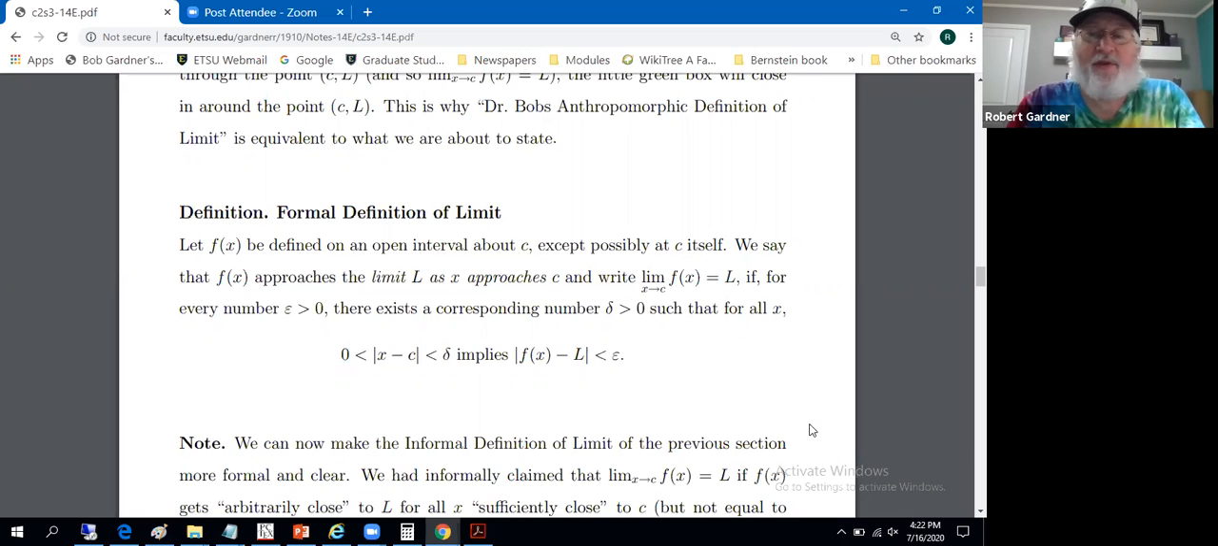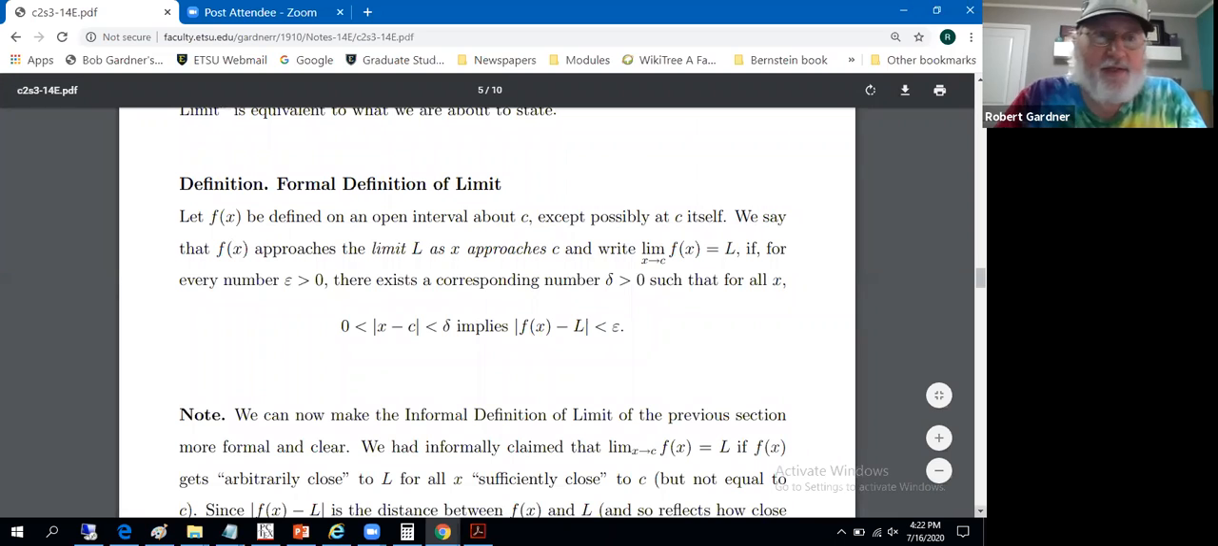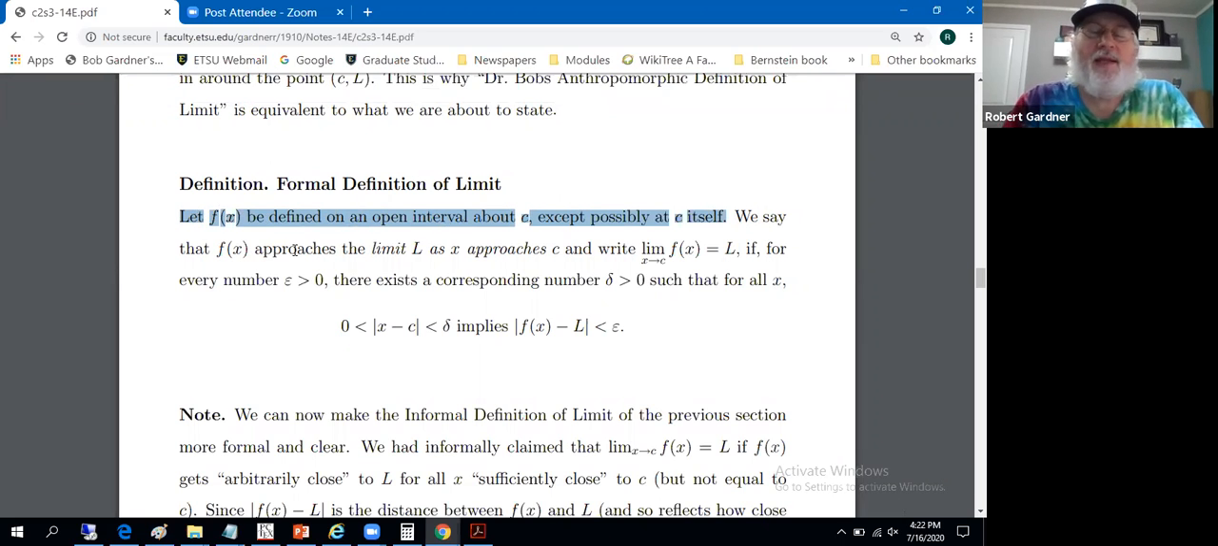Well, here's the formal definition. Augustin Cauchy says a couple hundred years ago, let f of x be a function defined on an open interval about c, except possibly at c itself. This is old news, and we had this in the previous section. Again, this means the function's defined for x values close to c and bigger than c, close to c and less than c, but maybe not at c itself.